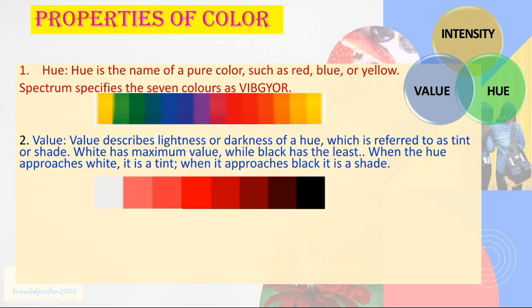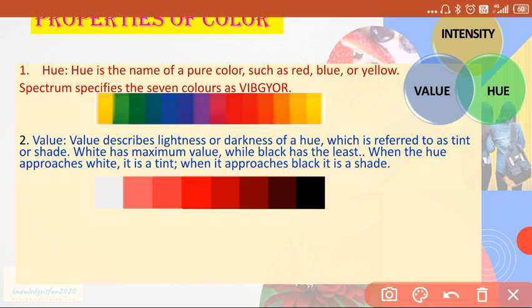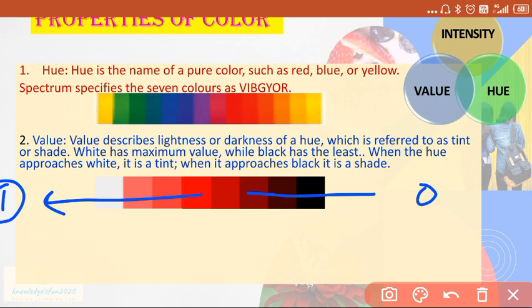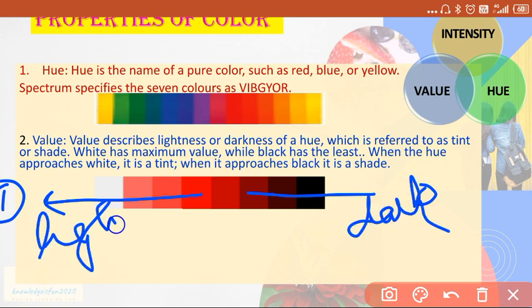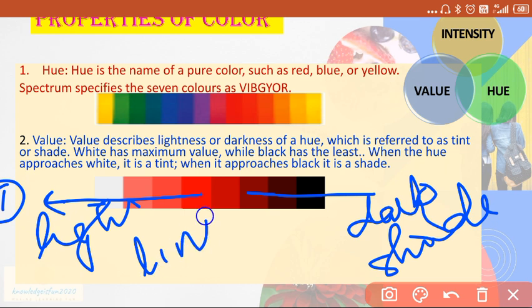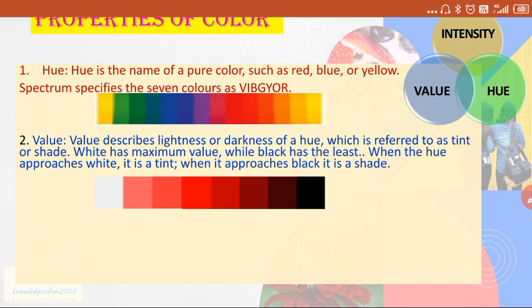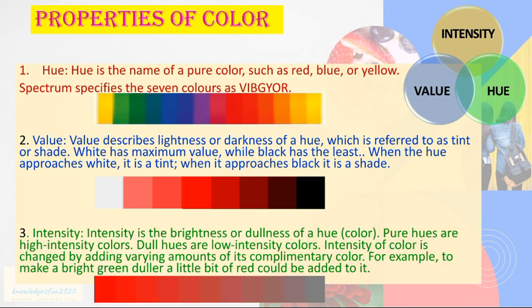Now, value is described as the lightness or darkness of a hue, which is referred to as tint or shades. White has the maximum value. For example, we suppose it to be 1 and black has the minimum, that is 0. When you add black, the color becomes dark. When you add white, the color becomes light. These dark colors which have black are known as shades, and the light ones are known as tints. So, did you understand tints and shades? When you add white, the color becomes light and it is tint, and otherwise shade.